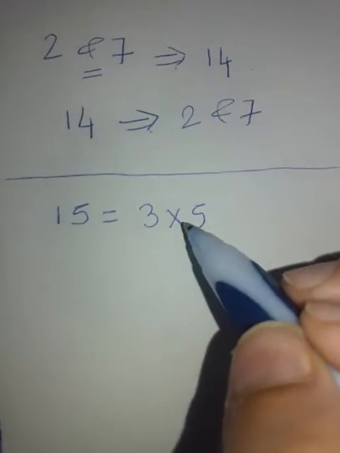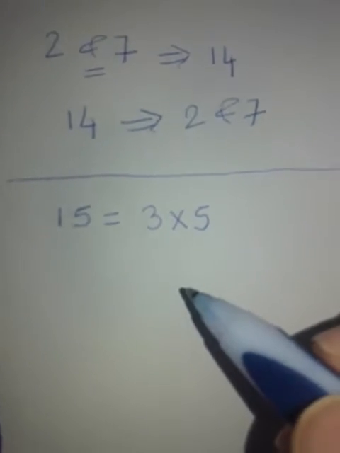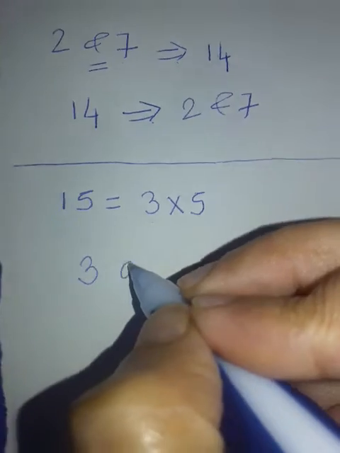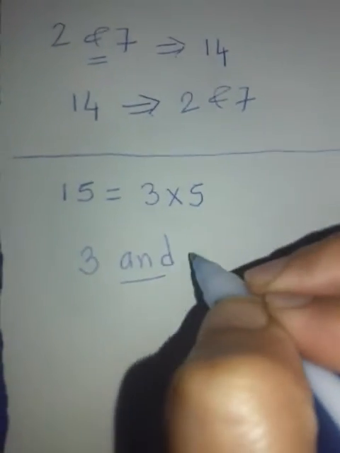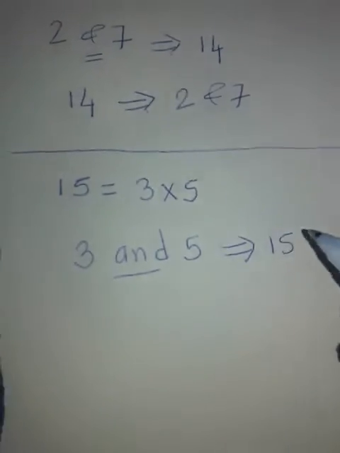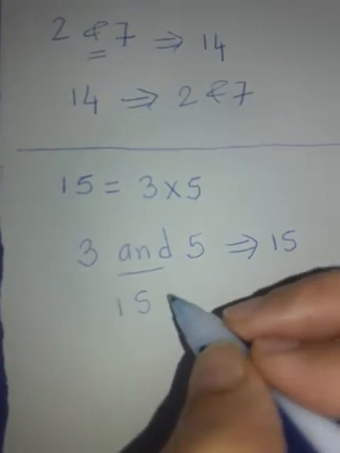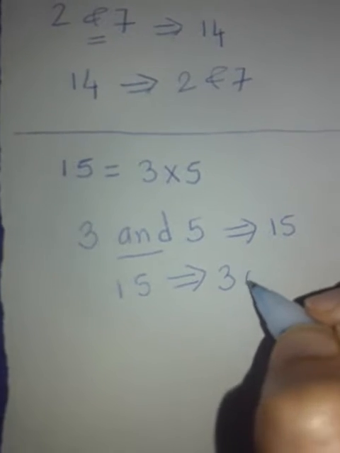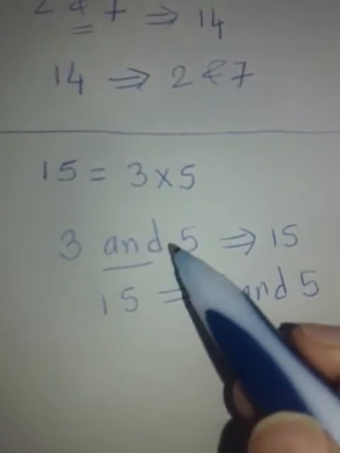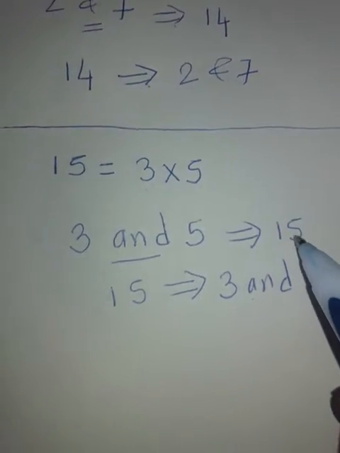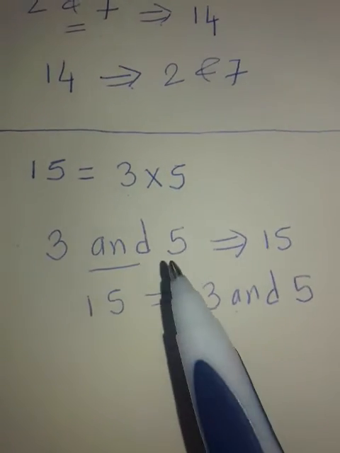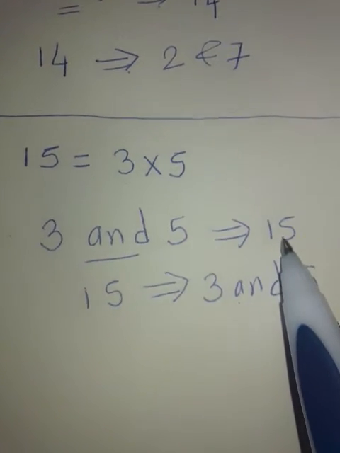3 and 5. Do they have any common factor between them? No. That means a number which is divisible by 3 and 5 is also divisible by 15, and vice versa is also true. A number which is divisible by 3 and 5 is also divisible by 15. So what did you do just now? You discovered the divisibility test for 15.